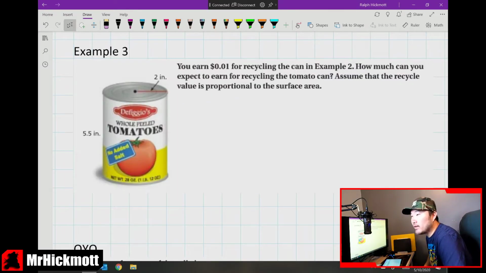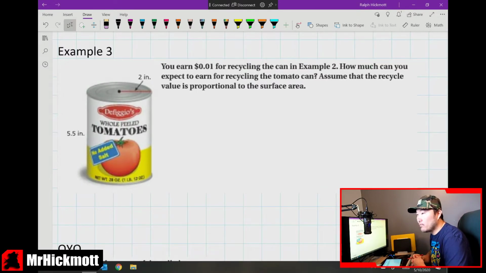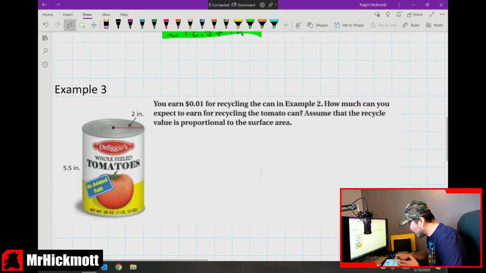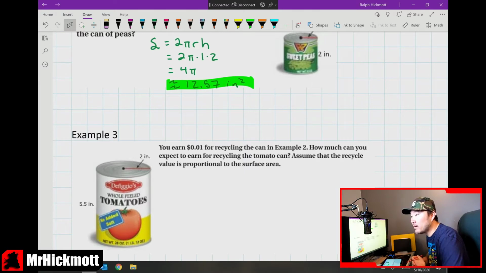All right, let's look at example 3. Example 3 uses a proportion setup, and I'm going to show you how this kind of works. It's something that we studied way back when. I believe it was like chapter 5, maybe chapter 4, right around there where we had to apply it. So let's read this. It says, you earn 1 penny for recycling the can in example 2. Oh, looks like I'm going to have to use some info from there. How much can you expect to earn for recycling this tomato can? Assume that the recycle value is proportional to the surface area.